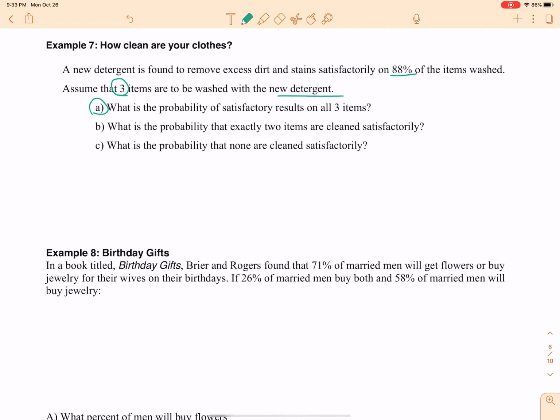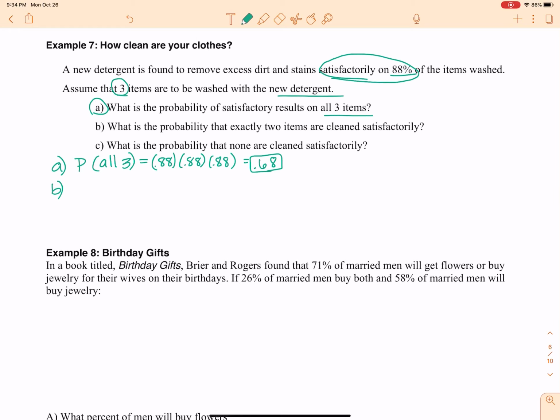So part A, what is the probability of satisfactory results on all 3 items? Well, that means that 88% applies to each of them. So for part A, I'm going to write the probability that all 3 are basically up to snuff. So that means 0.88, the first item was cleaned satisfactorily, and the second item, and the third one. That's why we're multiplying. You hear me saying that and? So this gives us 0.68. Kids, you will need a calculator for these, obviously.